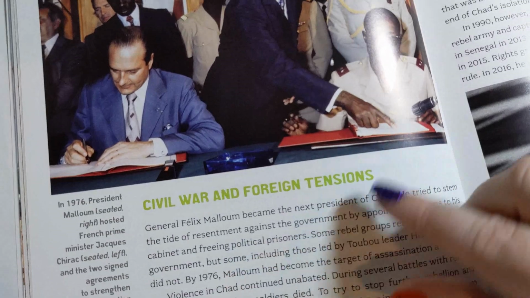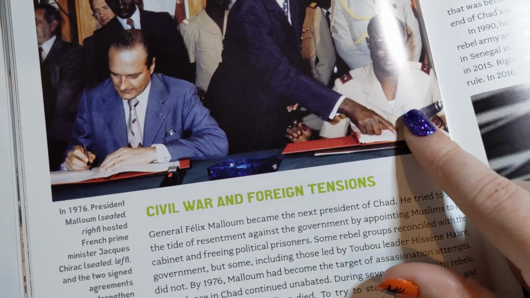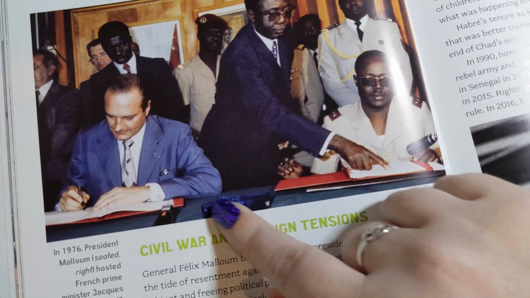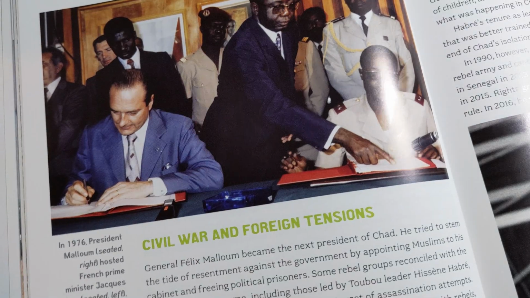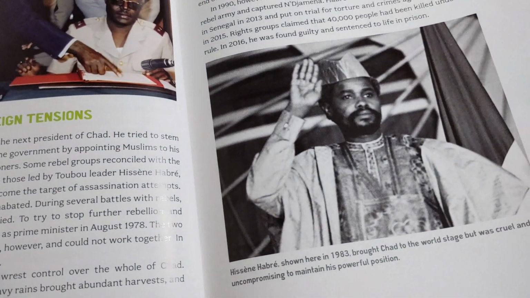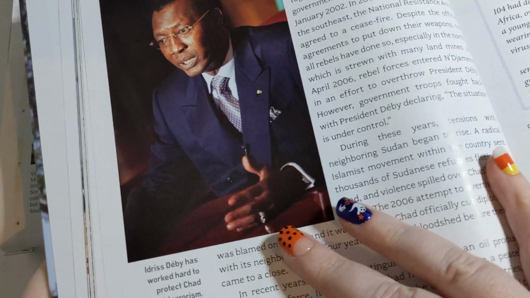So this was President Malloum. He was president after Tombalbaye was killed. And this is Jacques Chirac signing an agreement of some kind to strengthen military cooperation, the caption says. Here's Hissène Habré. And here's Idriss Déby.